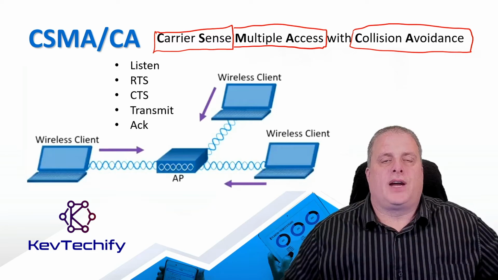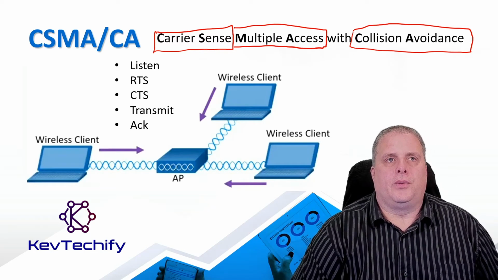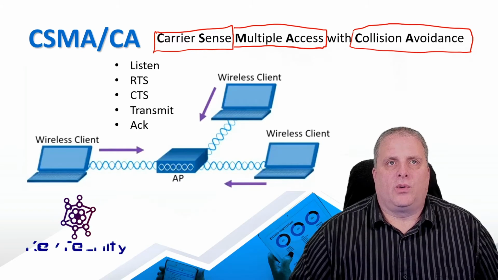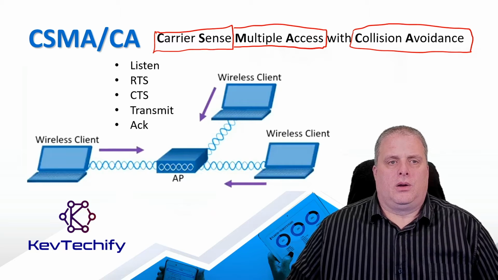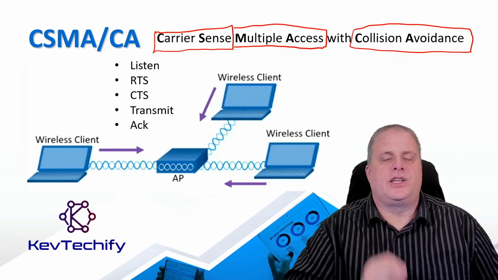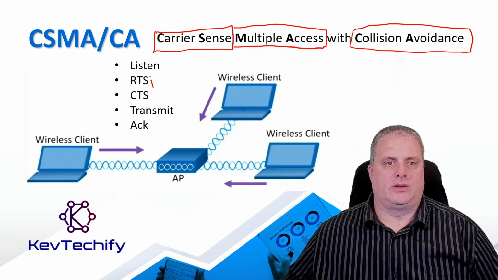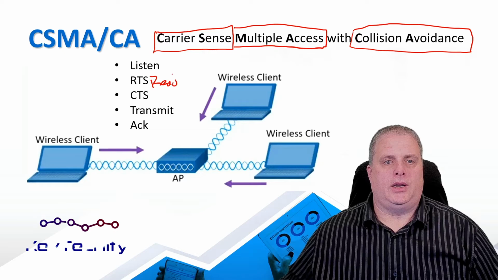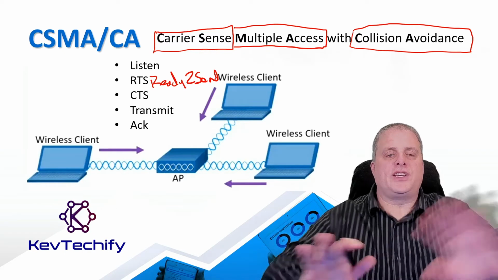And it kind of goes through 5 states. We do our listening. First, it listens on our network. We see that there's no other traffic out there. Once it's clear, we send an RTS message. This is a ready to send. We send that out. The device sends that out.